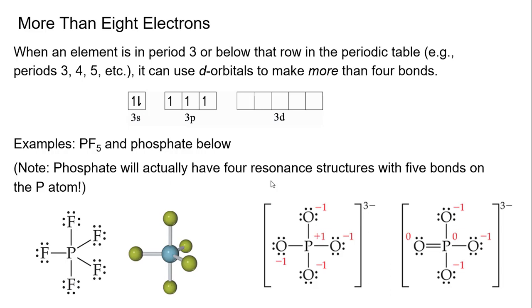When an element is in period 3 or below, it can use the d orbitals. So we have phosphorus with 5 fluorines around it. Normally, if you tried to draw this and didn't know this rule, you would say no way. But phosphorus is n equals 3 or below, and it absolutely can have this. And you see this fancy molecule? This is what we're going to be studying next chapter. So phosphate will actually have 4 resonance structures with 5 bonds on the phosphorus atom.